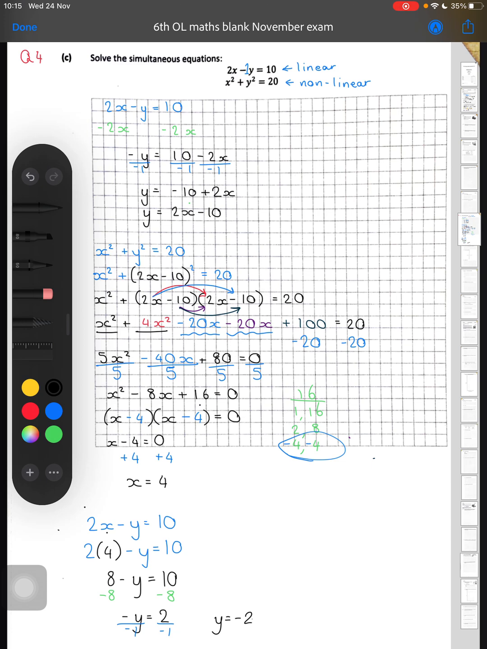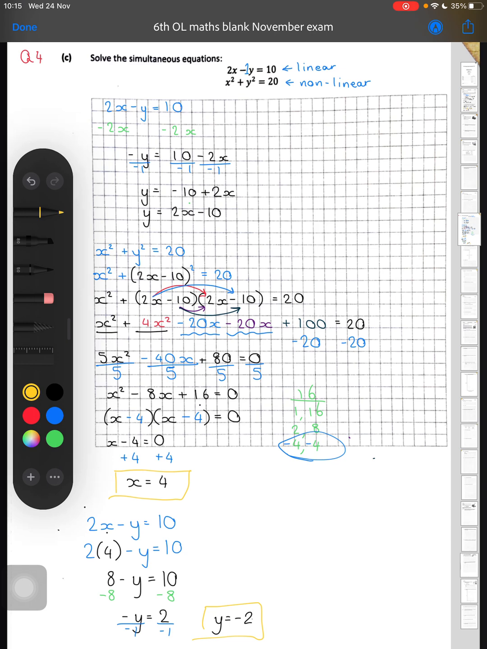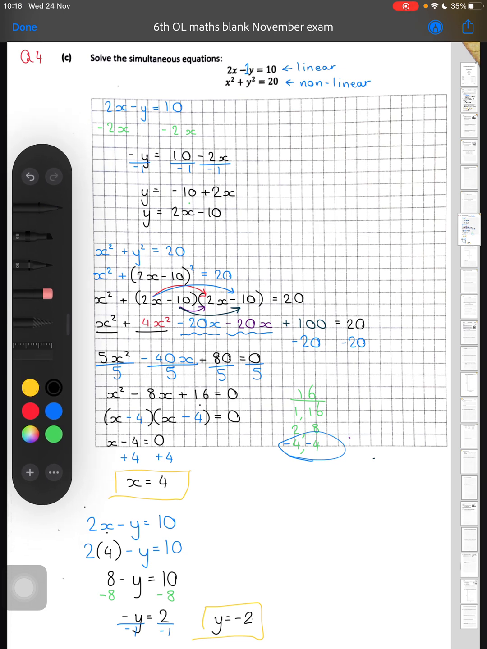Okay, so just to make it really clear for the examiner, we don't really use red pen in the exam, but I'll just put a box around my x and y. If you want, you can write it as a point, so your x value first and then your y value. Remember, we write those in alphabetical order.